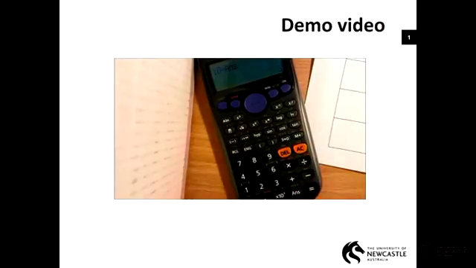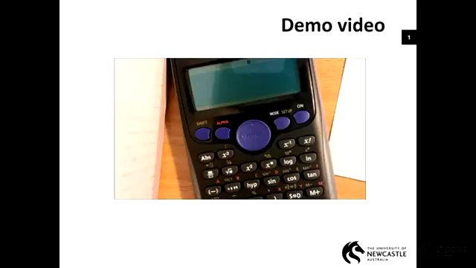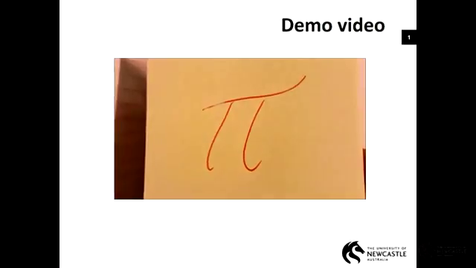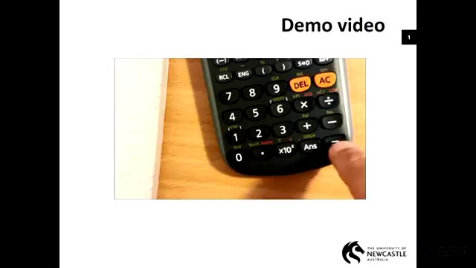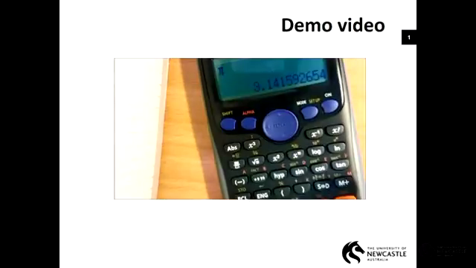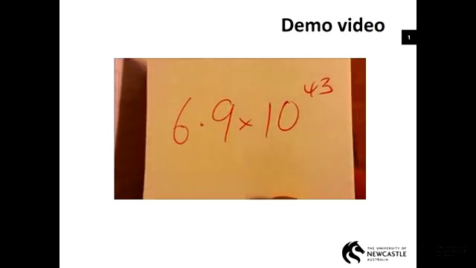Want to raise a number to a power? 5 to the power of 2. Want pi? Shift, pi, equals. Want scientific notation?